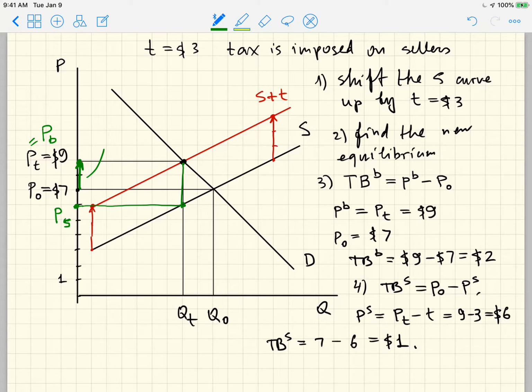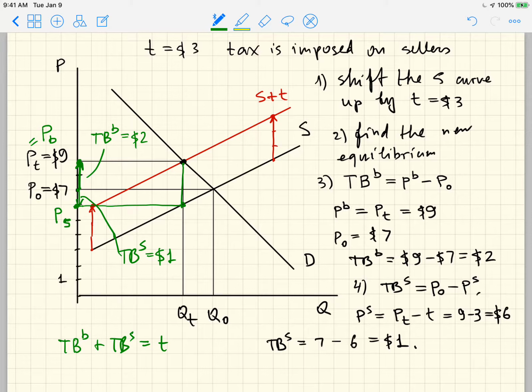So an increase in price for buyers constitutes tax burden on buyers, and decrease in price received by sellers constitutes tax burden on sellers. So for buyers it's $2, for sellers it's just $1. And another important relationship you need to remember is that tax burden on buyers plus tax burden on sellers always is supposed to be equal to the tax.